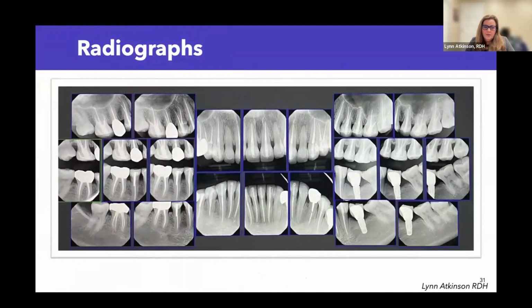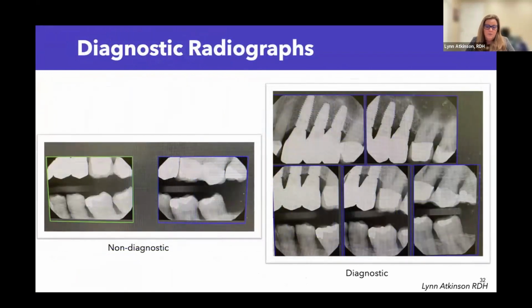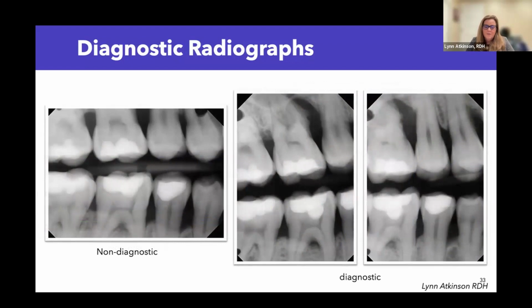Make sure that you're taking vertical bite wings on your perio patients, that you're seeing the crest of the bone, that you're seeing furcations, that you can actually diagnose according to those x-rays. This is an example of non-diagnostic x-rays to your left. I couldn't even tell that there were implants there. And then I went ahead and took some vertical bite wings so that I can see the crest of the bone, as well as taking some periapicals in that area.